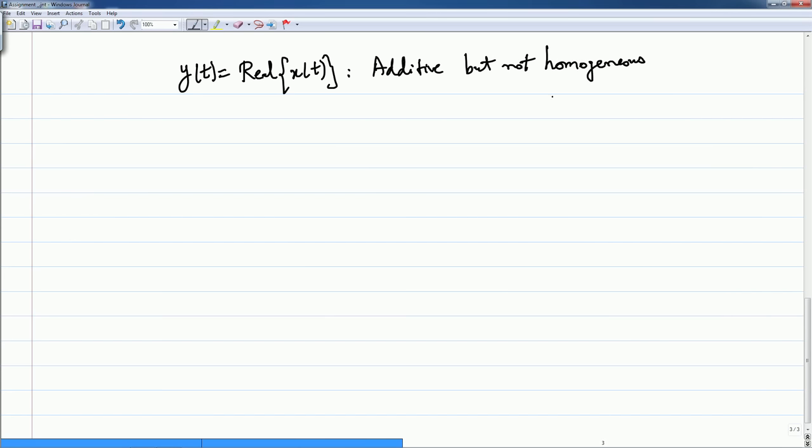Okay, so think about it. If you multiply a times x of t, and if a is complex, it is not the same as multiplying a complex number with the real part, and clearly it will not be homogeneous. On the other hand, it will be additive. x1 of t plus x2 of t will give you the sum. And here is another interesting system, which is x square of t by x of t minus 1. Okay. This guy, it turns out, is homogeneous but not additive.